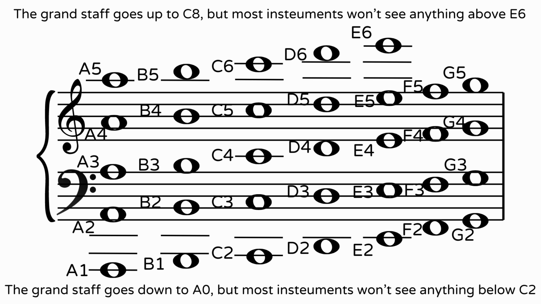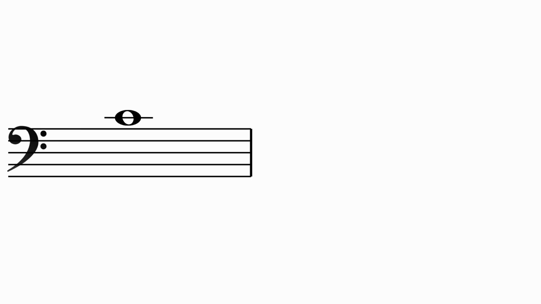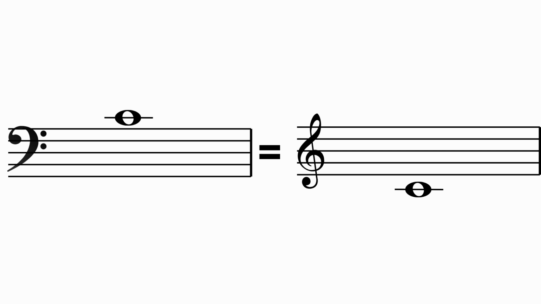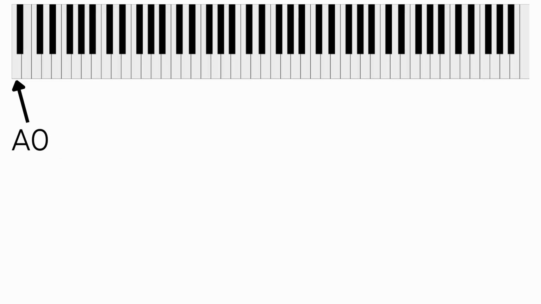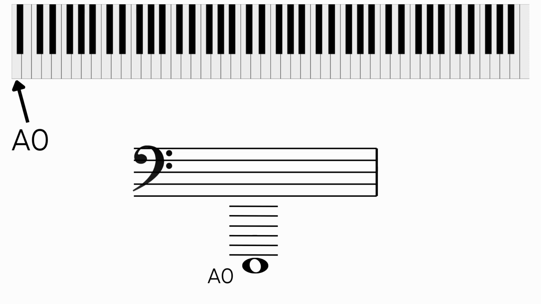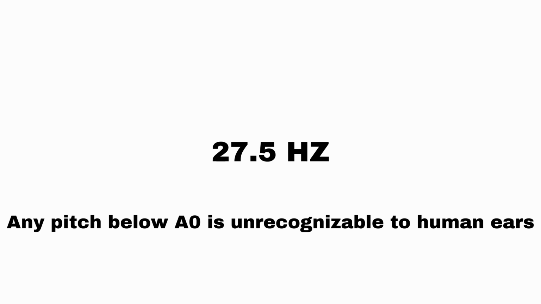I've also added the octave to the notes so you can familiarize yourself with which octaves are present in bass clef. The first upper ledger line in bass clef is the same as the first bottom ledger line in treble clef. As I stated earlier, this is C4. This is A0. A0 is the lowest note you can play on the piano, and it's also considered the lowest note in music. At a frequency of 27.5 Hz, any pitch below A0 is unrecognizable to human ears.